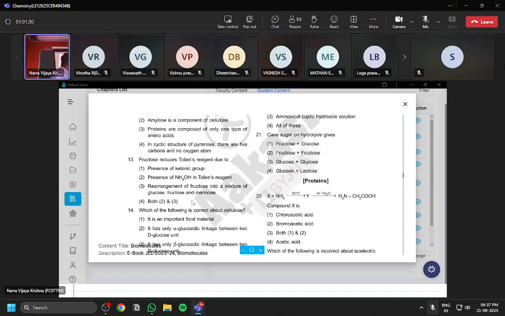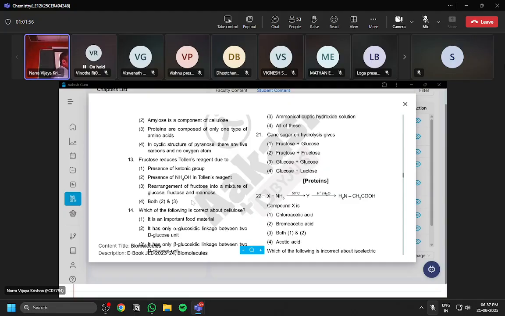Now the second option: due to the presence of ammonium hydroxide in Tollens reagent. Does it react because of ammonium hydroxide in Tollens reagent, or due to the presence of the OH group in fructose, or due to the presence of the hemiacetal group, or due to ammonia in the reagent? Why does it show positive? Hemiacetal group means option 2 is ruled out.